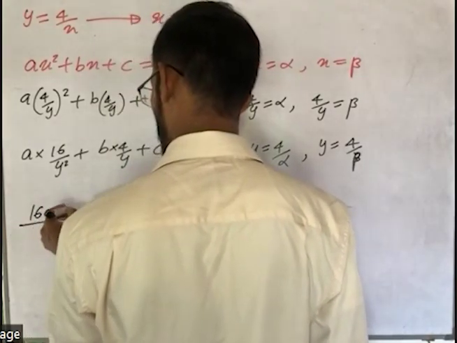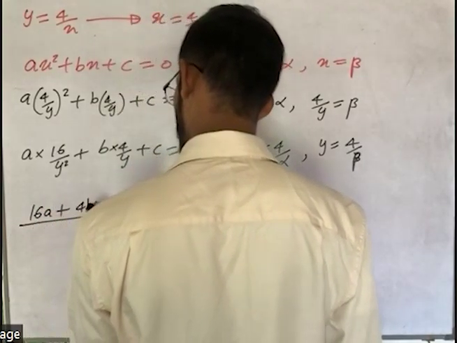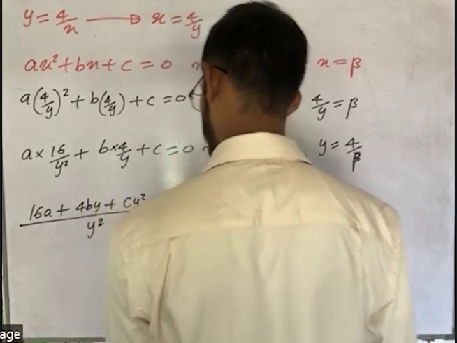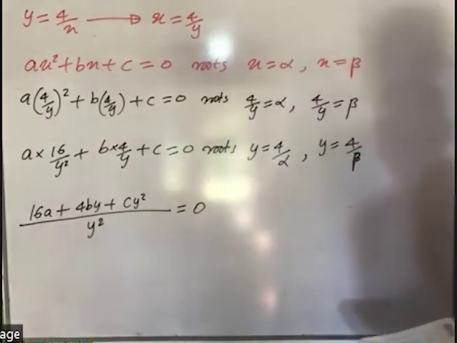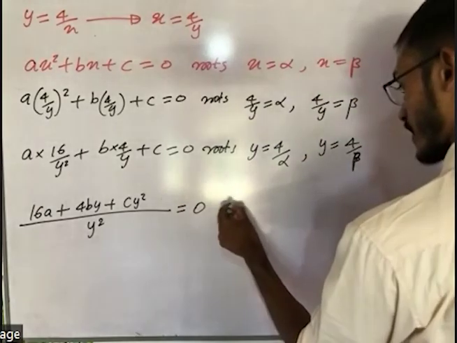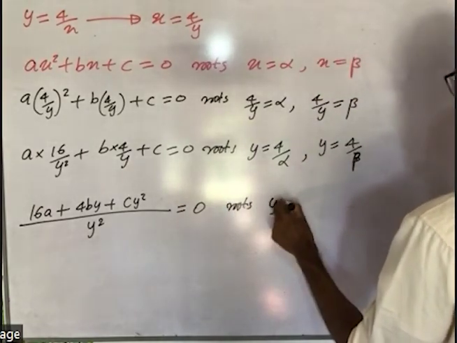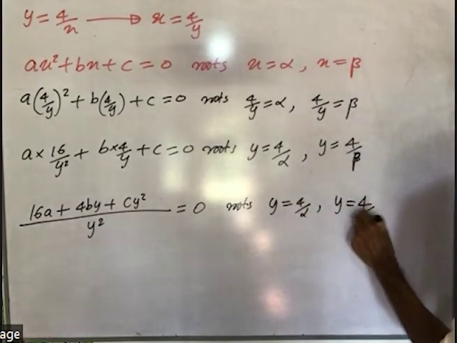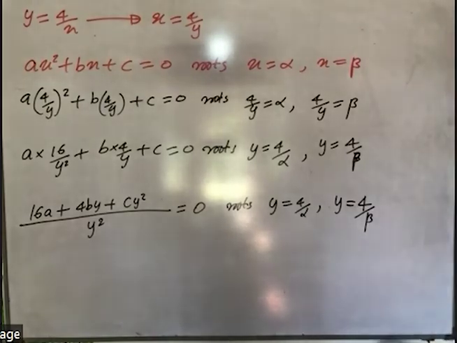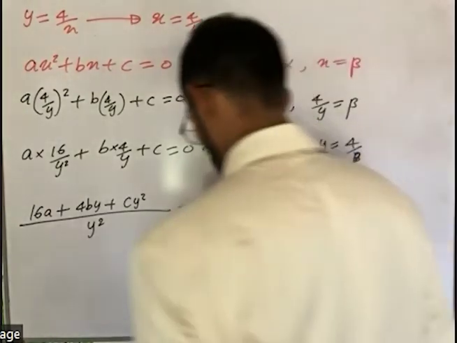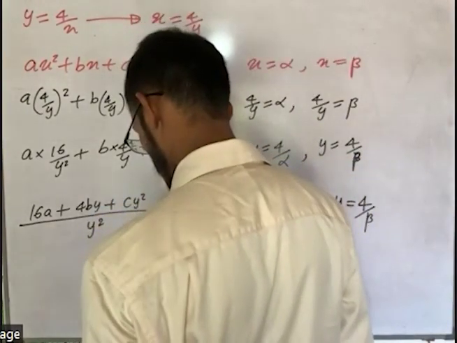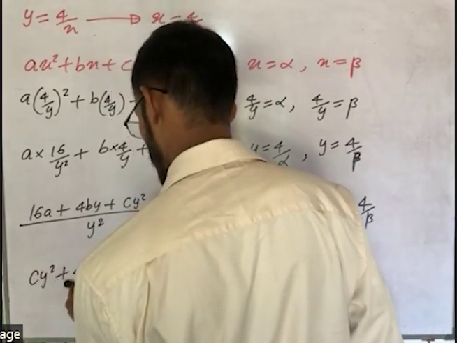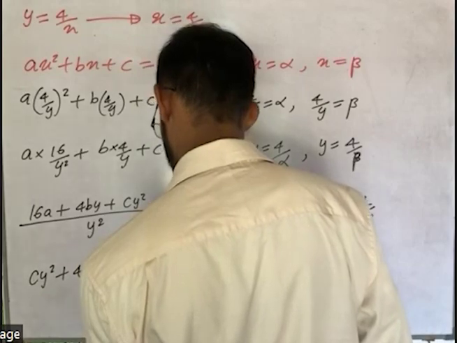16a plus 4by plus cy square. Here we have y square, and the roots are the same: y equal to 4 over alpha, comma, y equal to 4 over beta. Now multiply both sides by y square. Then we will get the equation we want: cy square plus 4by plus 16a equal to 0.